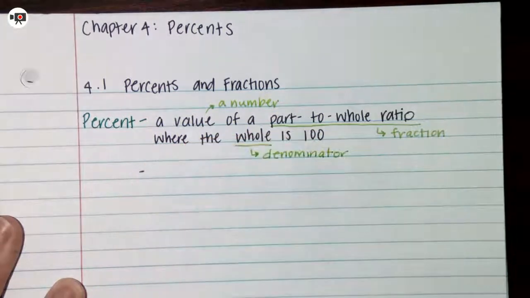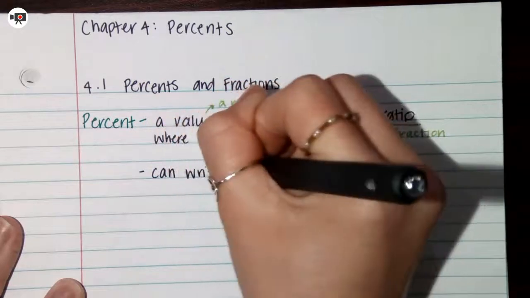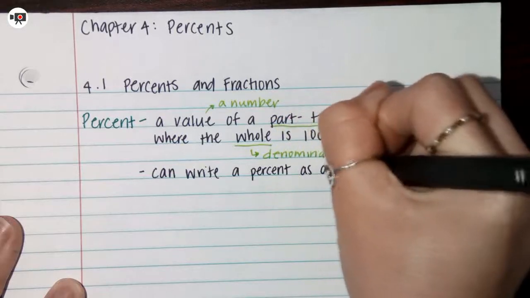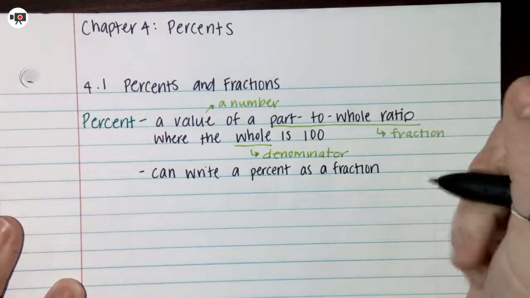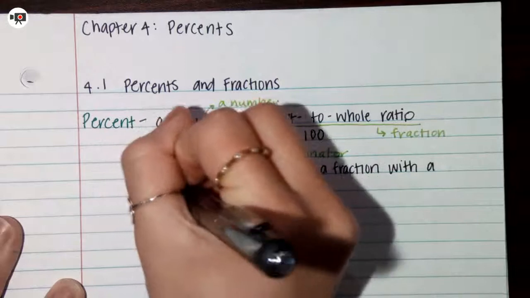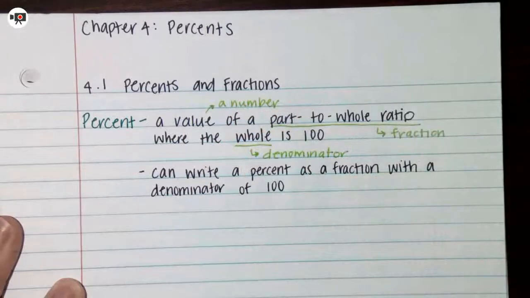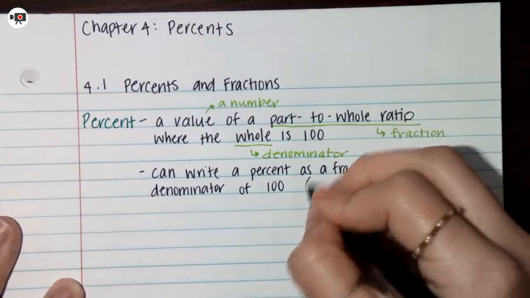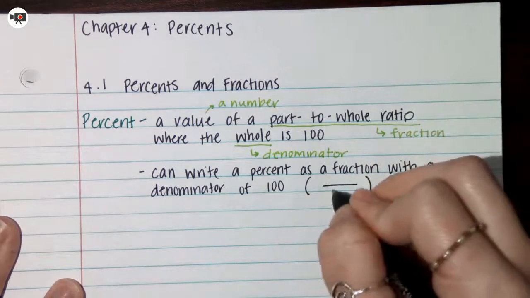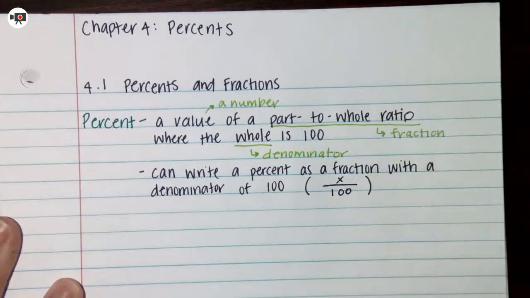So this means we can write a percent as a fraction with a denominator of 100. So that would look like, I'm going to put it in parentheses. So this fraction has a denominator of 100 and there is some number on top.